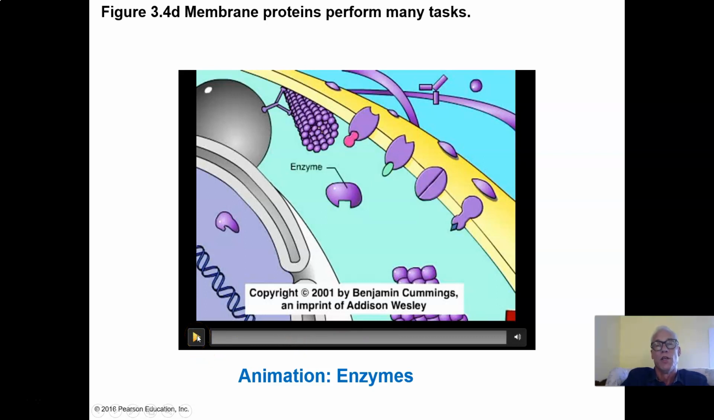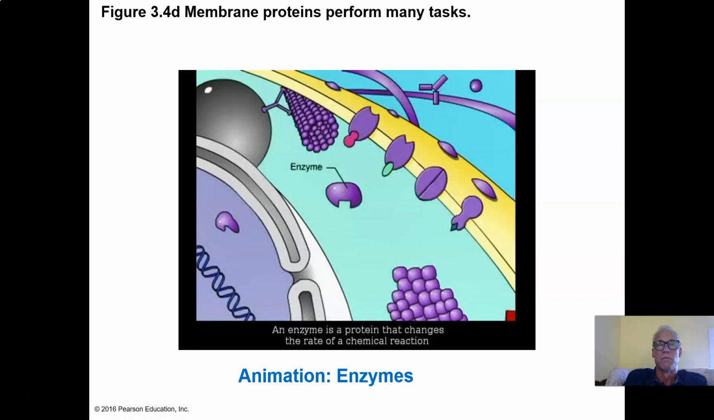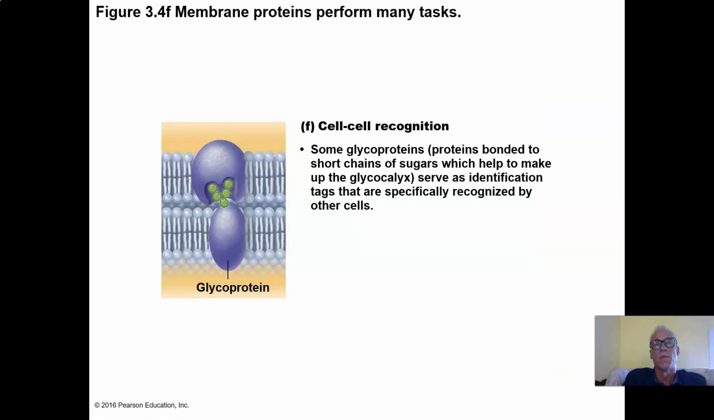There's a little cartoon showing an enzyme inside the cell. Some enzymes are associated with the membrane, some are freely floating in the cell. Some enzymes reside inside of various organelles. An enzyme is a protein that changes the rate of a chemical reaction without itself being changed into a different molecule in the process. Enzymes promote and regulate virtually all chemical reactions in cells. So we'll talk a lot more about enzymes in the context of each specific tissue type and its function as we go through our text, our narrative.